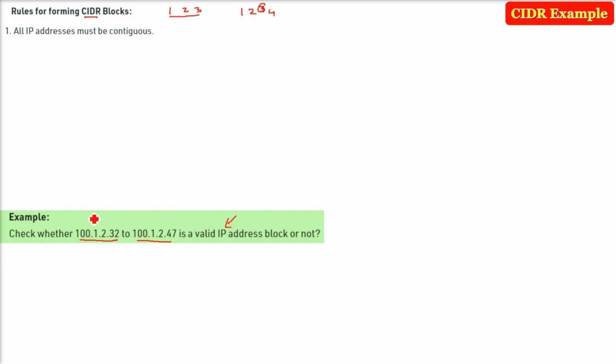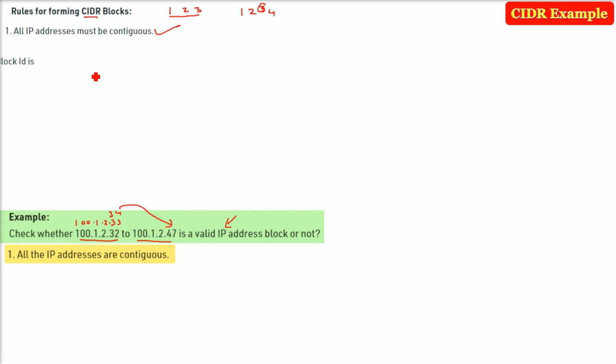Now you compute. Next will be what? 100.1.2.33, then 34, 35, 36, 37, 38 till 47. So these are all contiguous. The first rule is true here. All the IP addresses are contiguous here. So the first thing is contiguity. This is the first rule for CIDR.